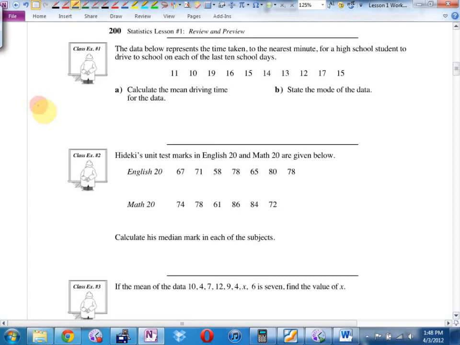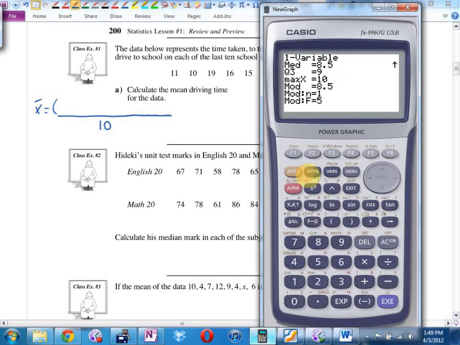So, if I want to find the mean, it's going to be 1, 2, 3, 4, 5, 6, 7, 8, 9, 10. We're going to divide by 10. And it's going to be 11 plus 10 plus 19 plus 16 plus 15 plus 14 plus 13 plus 12 plus 17 plus 15. Now, I disagree with Boston, by the way. Look up.